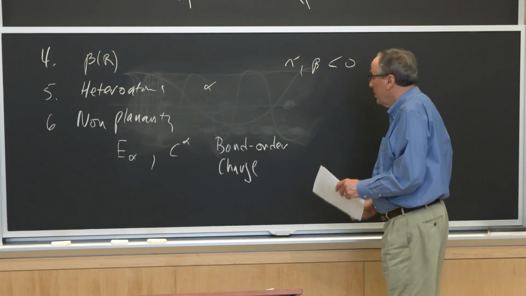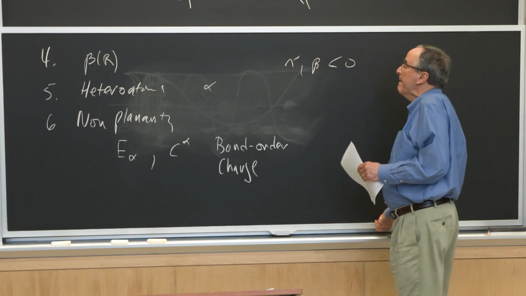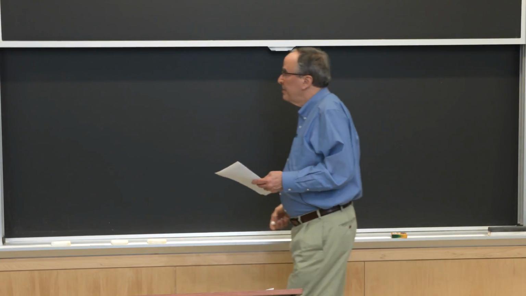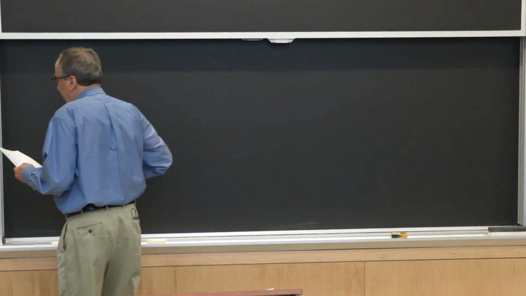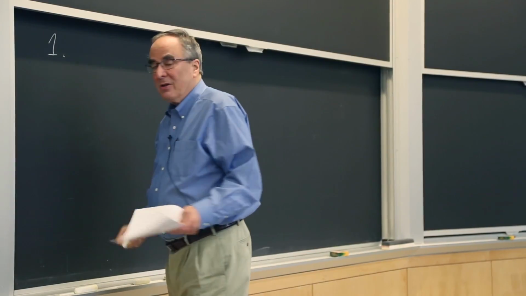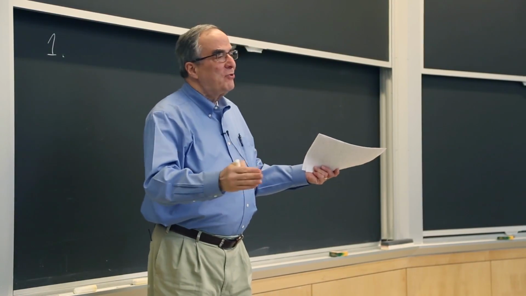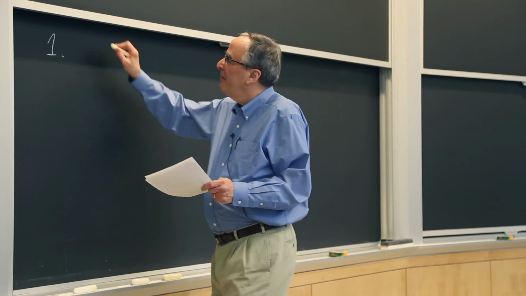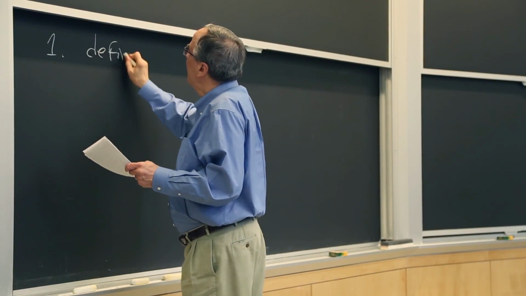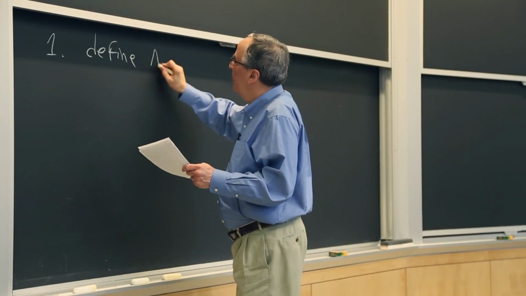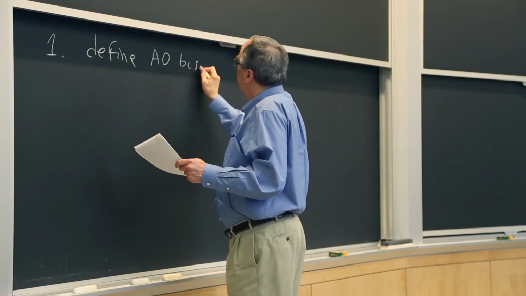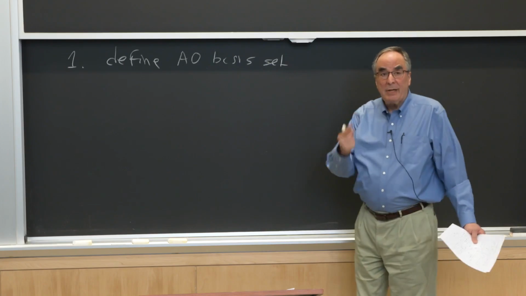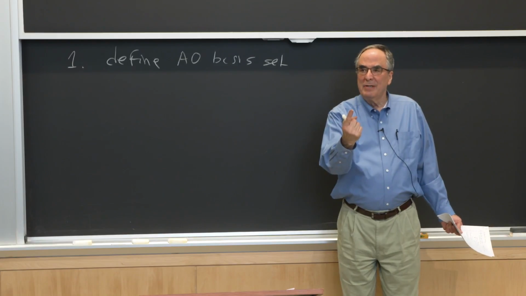Okay, so when you're doing quantum chemistry, or when you're doing molecular orbital theory, there are 5 steps. And this is one of Troy's rules. We have a 5-step procedure, and we define the atomic orbital basis set. And the basis set is 1 pz orbital per atom.